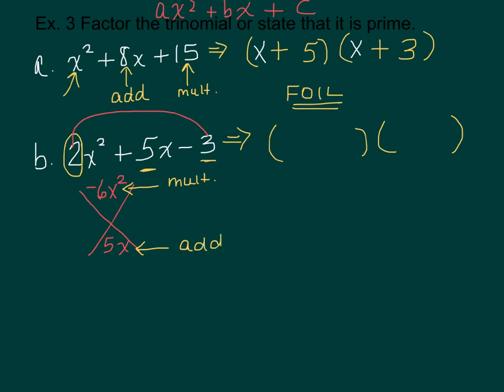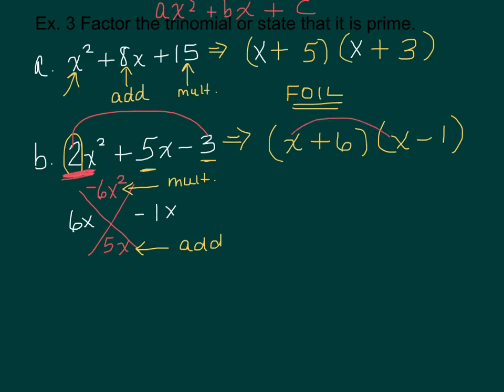And the only two that would work would be 6 and negative 1. If you want to put the x, that's fine. So usually we would just do x plus 6 and x minus 1. However, when you try to FOIL this back out, you will not get a 2x squared.